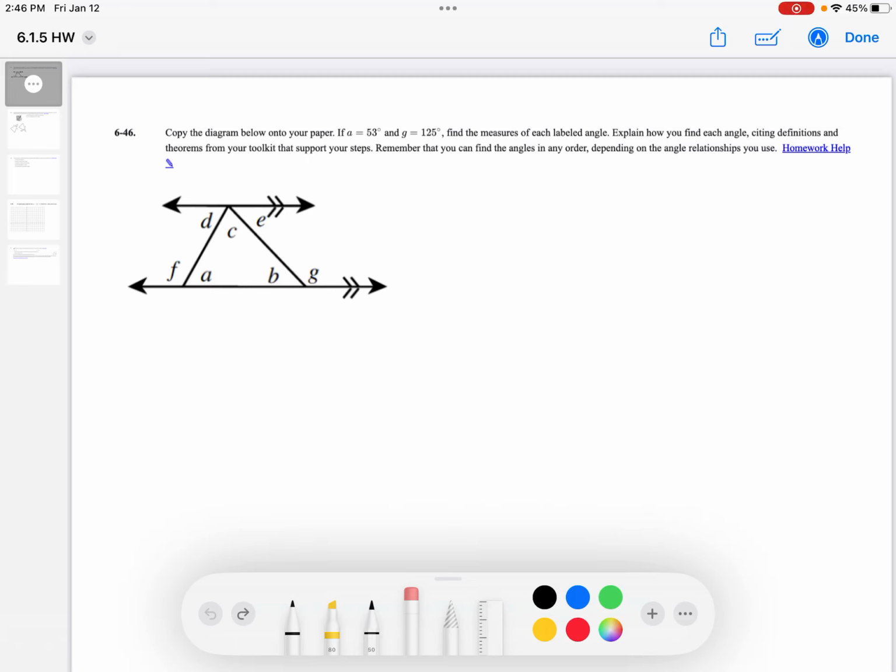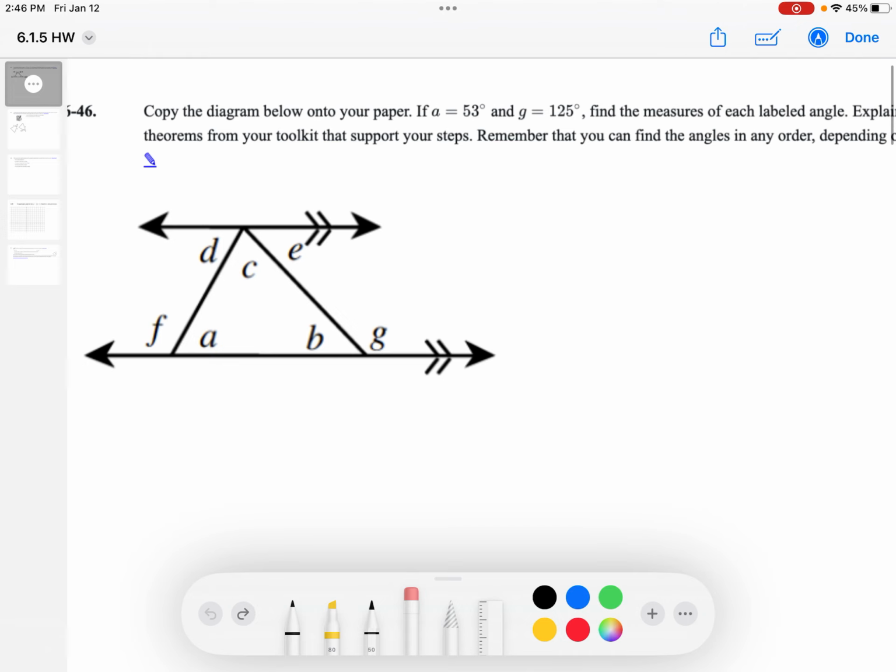All right, let's work on the review and preview problem, starting with 646. It says to copy the diagram below on your paper and gives us the angle measurements for A and G, and they want us to find the measures of each labeled angle. Explain how you find each angle, citing definitions and theorems from your toolkit that support your steps. Remember, you can find the angles in any order depending on the relationships that you use.